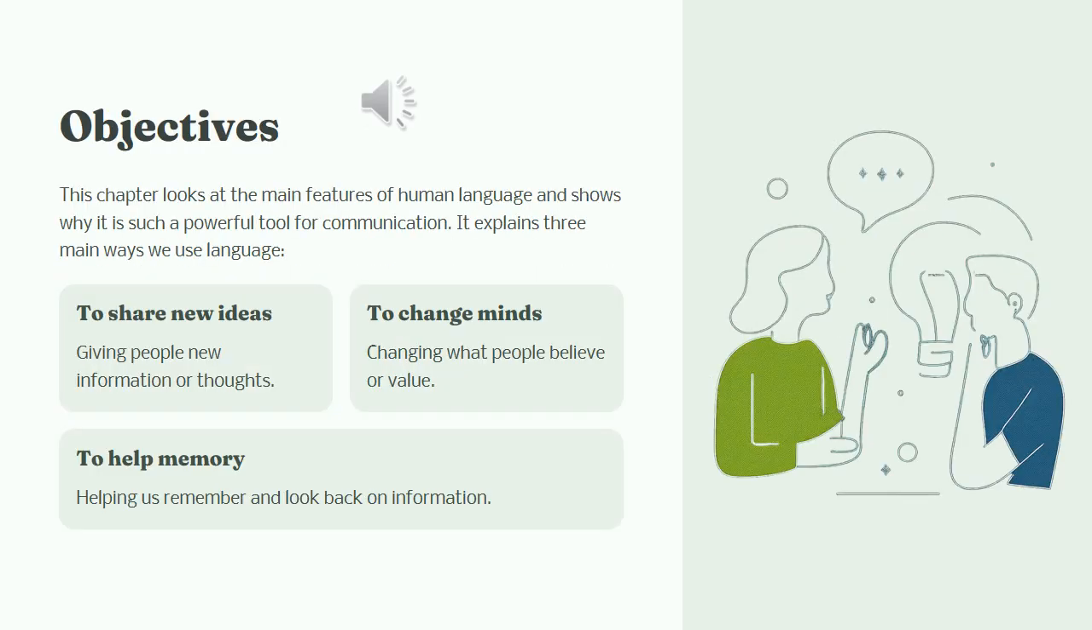Objectives. This chapter looks at the main features of human language and shows why it is such a powerful tool for communication. It explains three main ways we use language. First, to share new ideas, giving people new information or thoughts. Second, to change minds, changing what people believe or value. Third and finally, to help memory, helping us remember and look back on information.